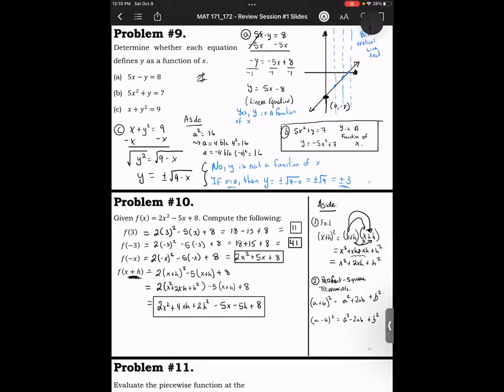Any questions on problem 10? Computing functions, or evaluating functions for some given input. Oh, quick question. Go ahead, Chris.